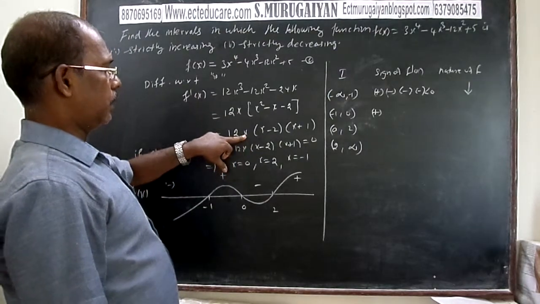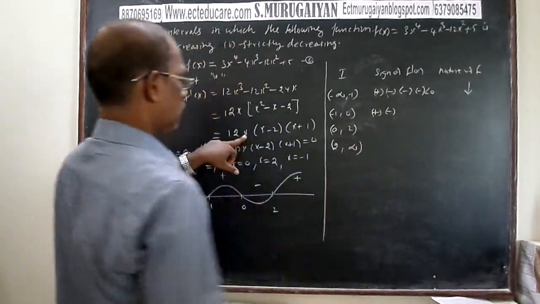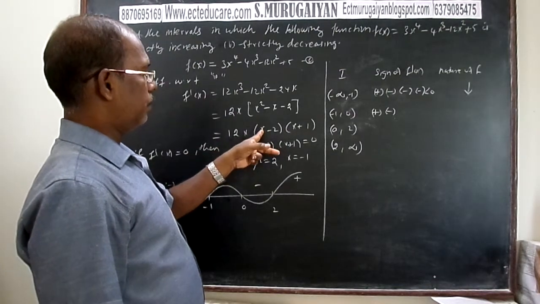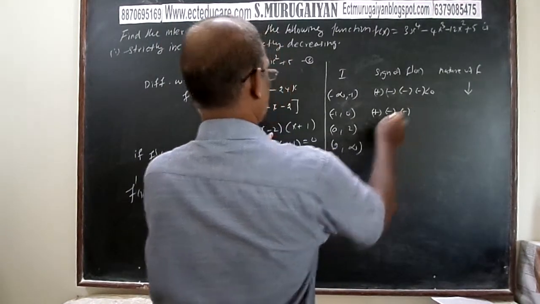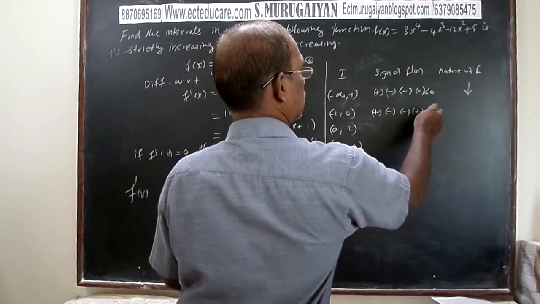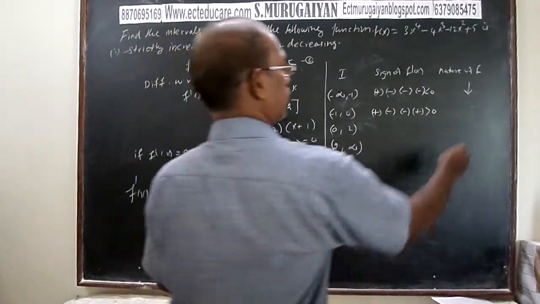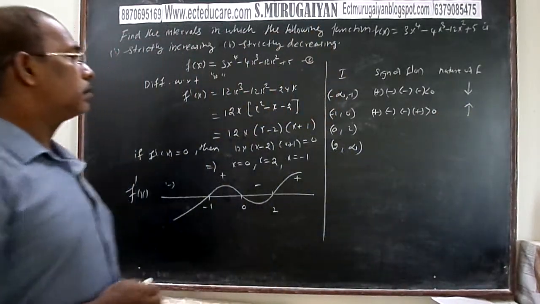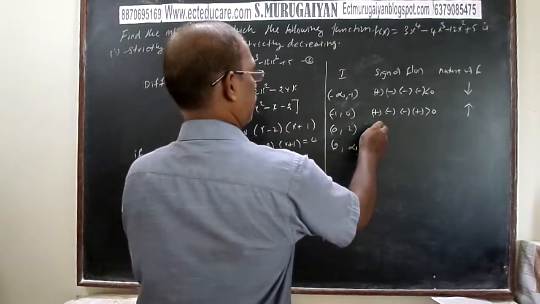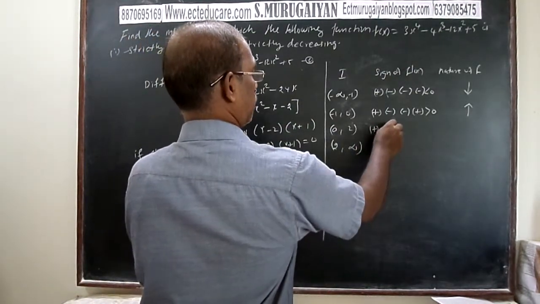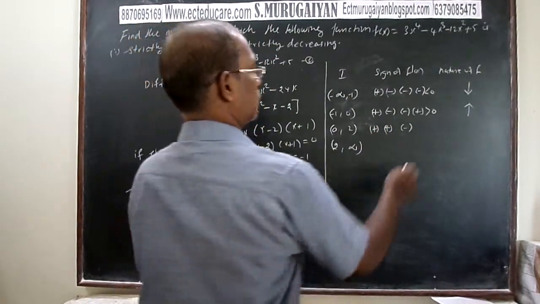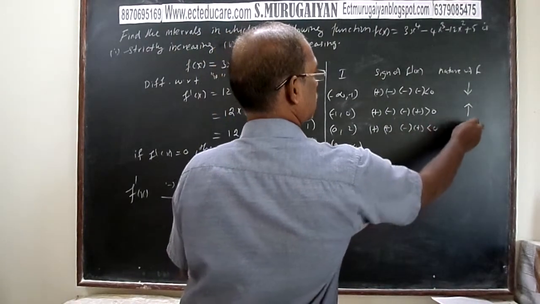If we take the values between -1 and 0, say -0.5: the factor 12 is positive, -0.5 is negative, -0.5 - 2 is negative, and -0.5 + 1 is positive. So the overall product is positive, so increasing. Between 0 and 2 we can take 1: the factor 12 is positive, x is 1, positive, 1 - 2 is negative, and 1 + 1 is 2, positive. So negative, decreasing.